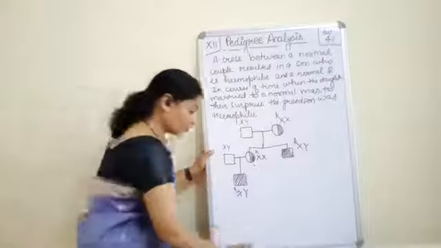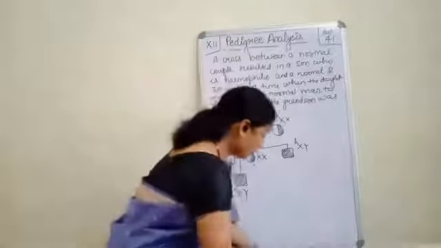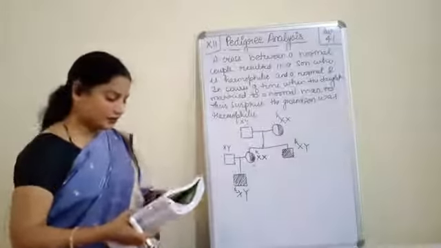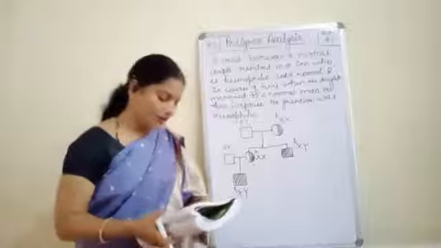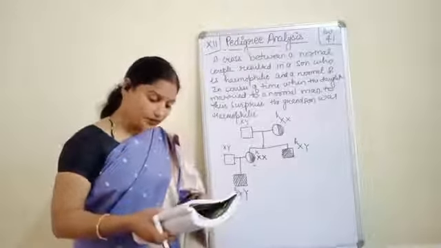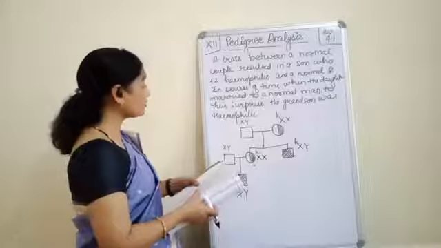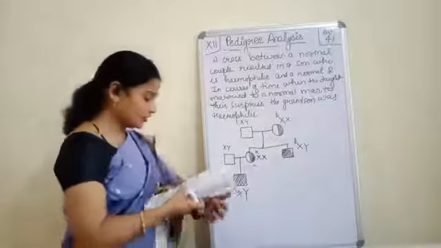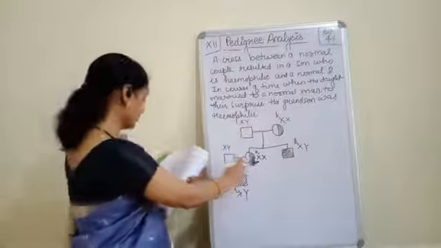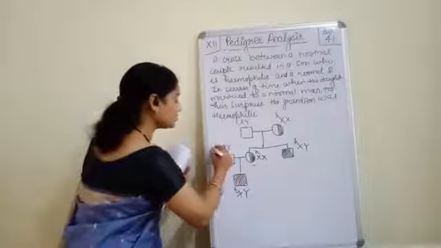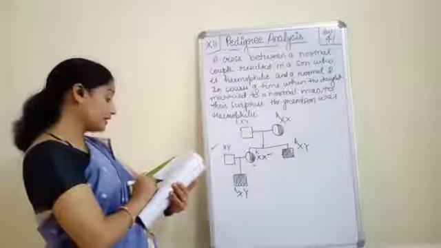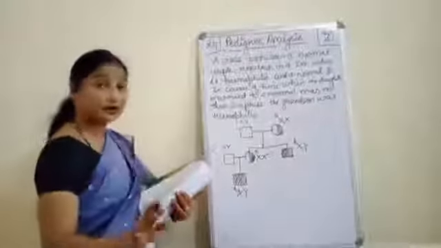I told you the question. That is, a cross between a normal couple resulted in a son who is hemophilic and a normal daughter. In course of time, when the daughter was married to a normal man, to their surprise, the grandson was also hemophilic. Now represent this cross in the form of a pedigree chart. Give the genotype of the daughter and her husband. So this is the genotype of the daughter and her husband. Now, write the conclusion you draw of the inheritance pattern of this disease.